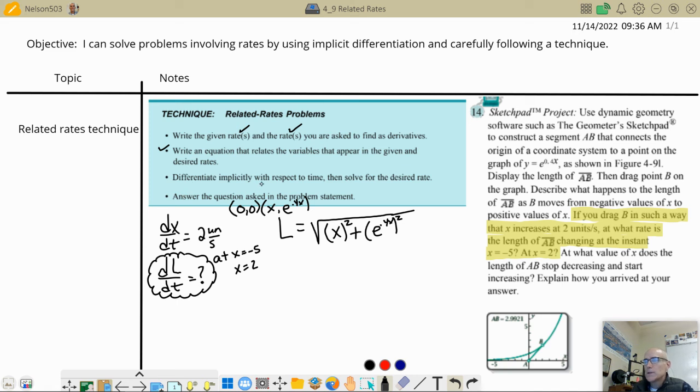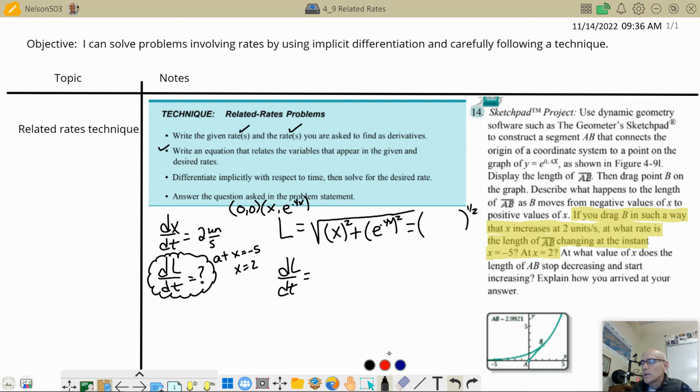Next, differentiate implicitly with respect to time. That means we're going to get dL/dt. Hey, look at that, that's what we're looking for. We're looking for dL/dt. And so we're implicitly differentiating. Now, this square root sign is the same thing as the half power, right? So I've got something to the 1/2 power.